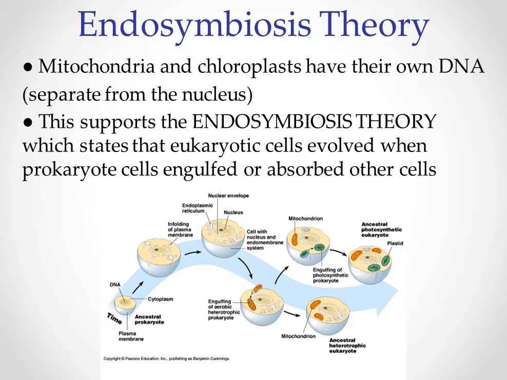So if we look, here's our ancient prokaryotic cells. We have our nucleus, we have the ER, and here comes our heterotrophic prokaryote, or our aerobic, which means that they need air. Heterotrophic means they need to consume things. But again, it does not have a nucleus, so it is still considered a prokaryote. Well, here comes our engulfing of that photosynthetic prokaryote, which basically means that this is the very.